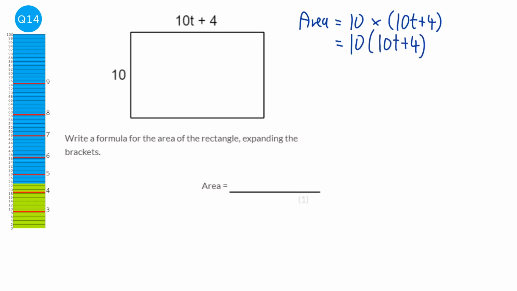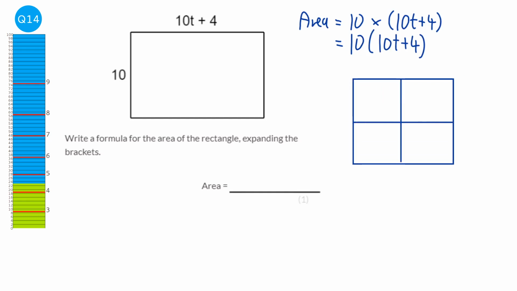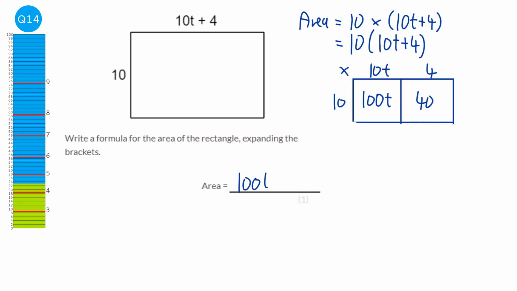And whichever method you use to expand brackets, feel free to do it here. I'm going to just do the grid method, but whatever method you prefer. Let's get rid of that. So we've got 10 times 10t plus 4. We're timesing them, so 10 times 10t, 10 times 10 is 100, so it'd be 100t, 10 times 4 is 40. So our answer will be 100t plus 40.